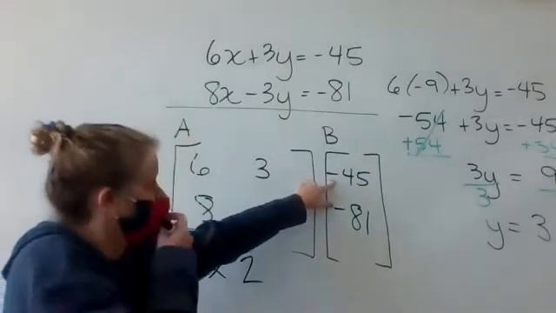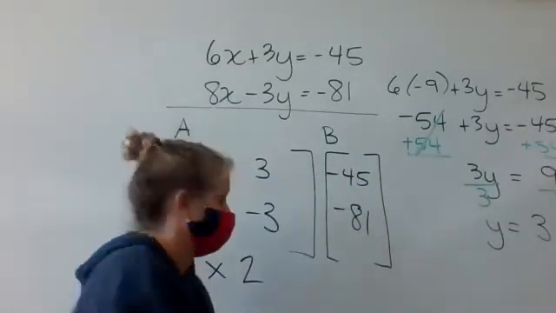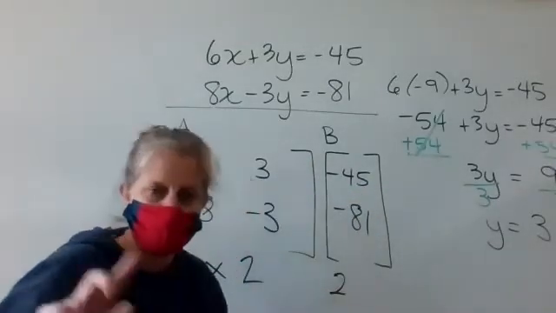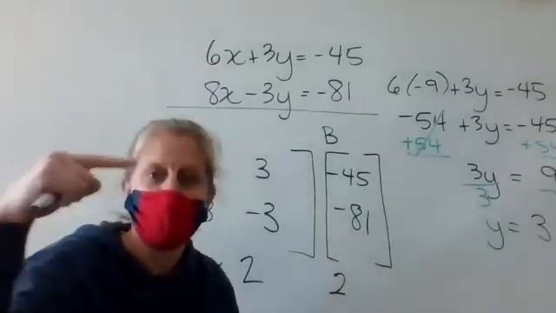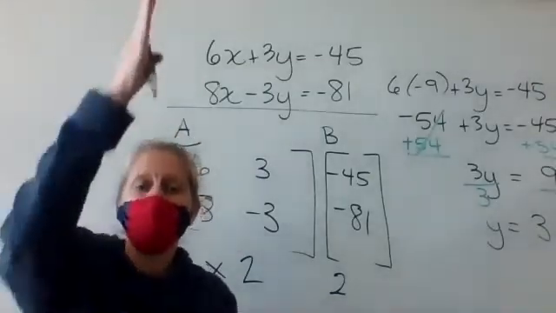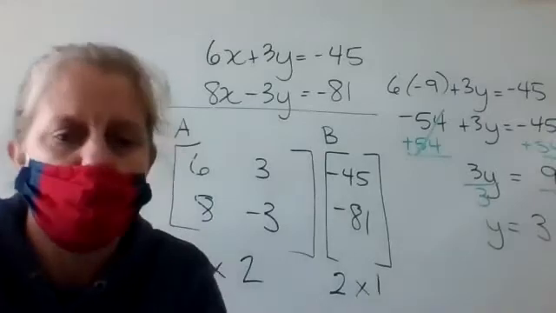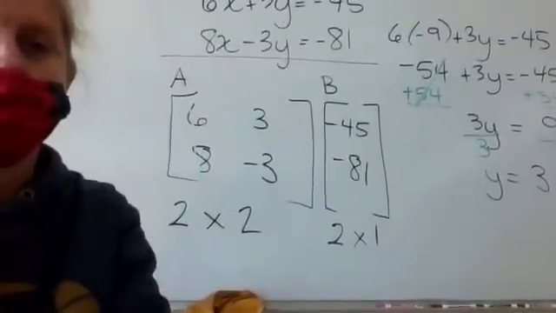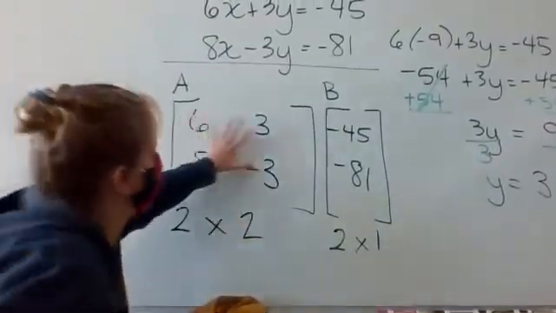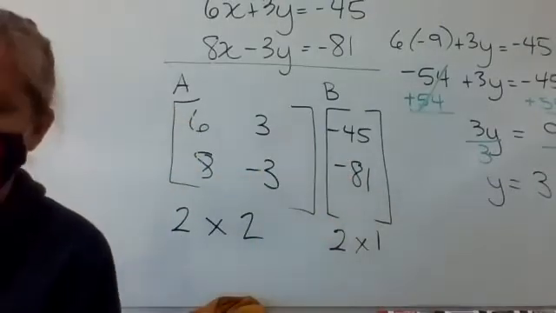Matrix B has 2 rows, going across, but it only has 1 column going up and down. So it's going to be 2 by 1. So here are the 2 matrices that you're going to put in your calculator. So let's see how to do that.